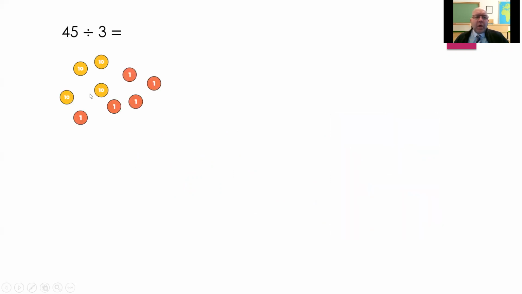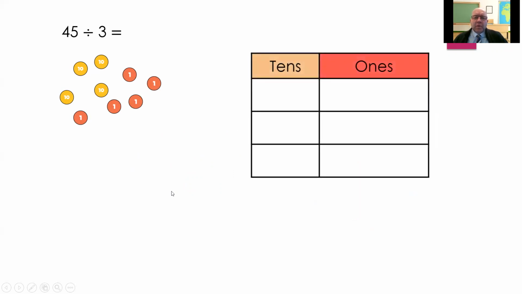What about this one? We've got 4 10s and we've got 5 1s. So we've got 45 and we want to divide by 3. Okay. Now, this time, again, we've got our 3 rows. So we need to split these equally between the 3 rows. And we can put a 10 in each of the rows. But we've got a 10 left over.